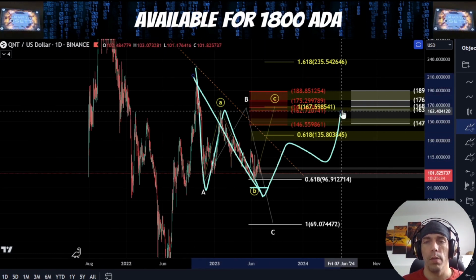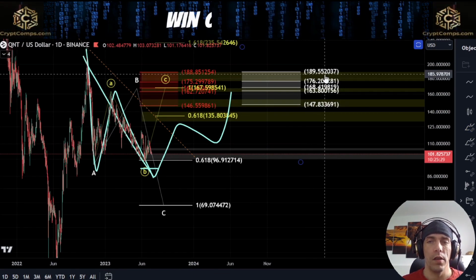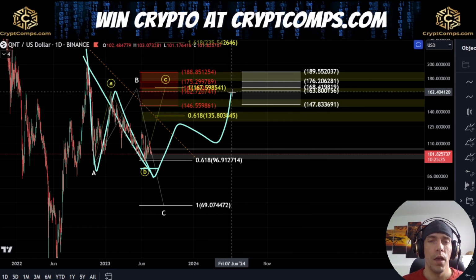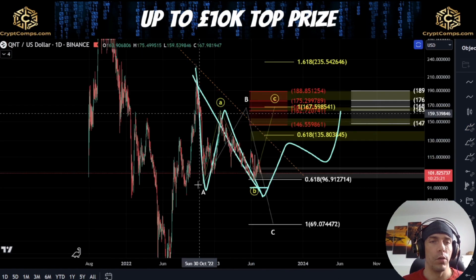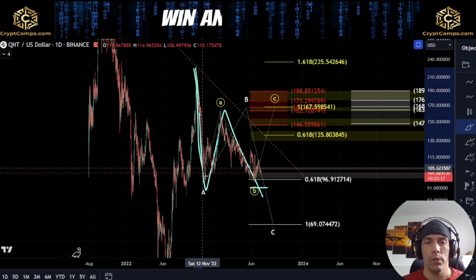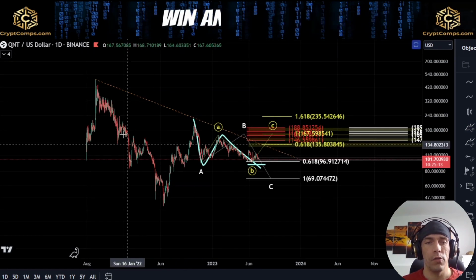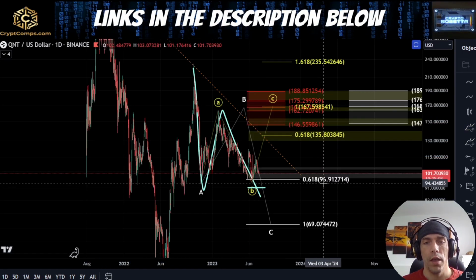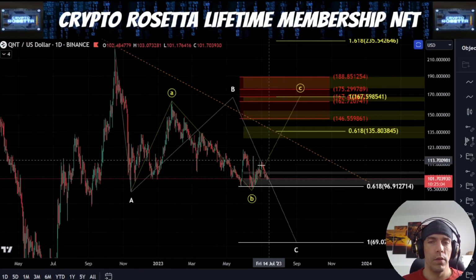We could then look for a three-wave move to the upside here, in which case we would look for this 189.55 to this 147 as a potential rejection zone, and then look for another move to the downside in a five-wave sequence if this is a W, X, and a Y. What we do need to be careful of, however, is we do have a five-wave move over here, so we need to be careful that this structure here isn't actually A, B, C, and we start to break down in a five-wave sequence.